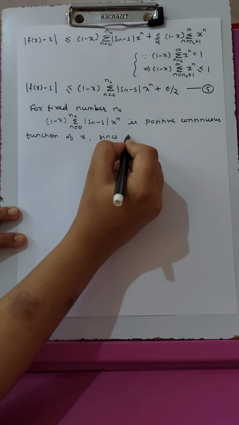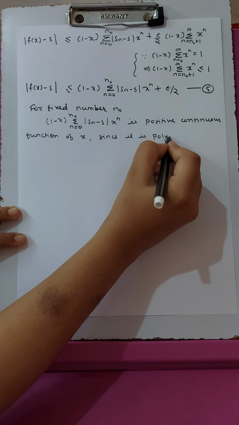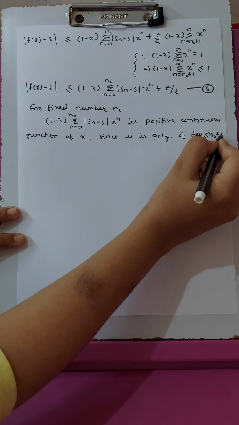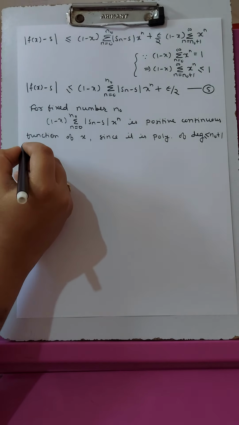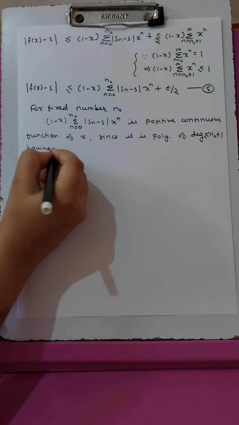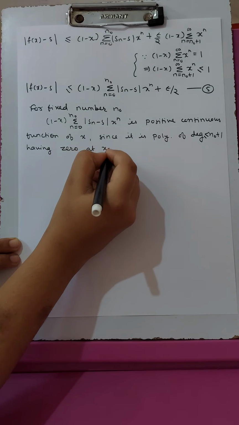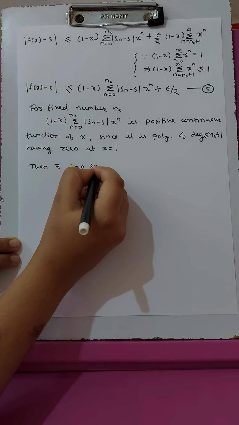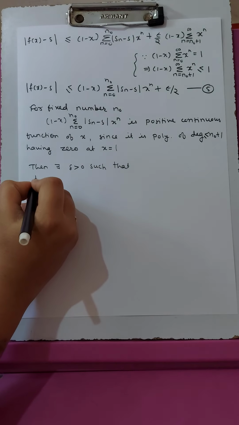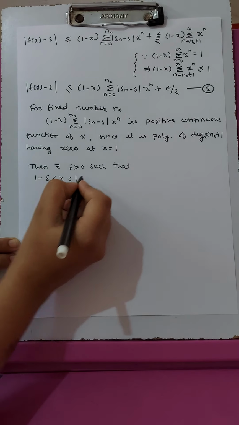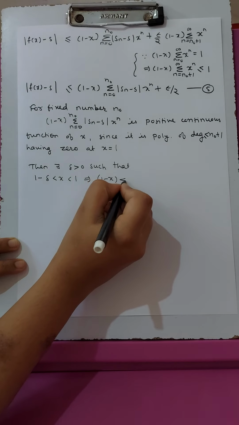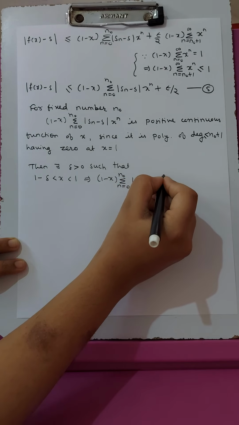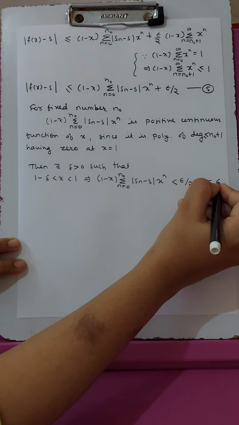And since it is a polynomial of degree less than or equal to n0 plus 1, and this polynomial has a root at x equals 1, there exists delta greater than 0 such that 1 minus delta less than x less than 1 implies that (1 minus x) times the summation n from 0 to n0 of mod of (Sn minus s) x to the power n is less than epsilon by 2. We give it number 6.